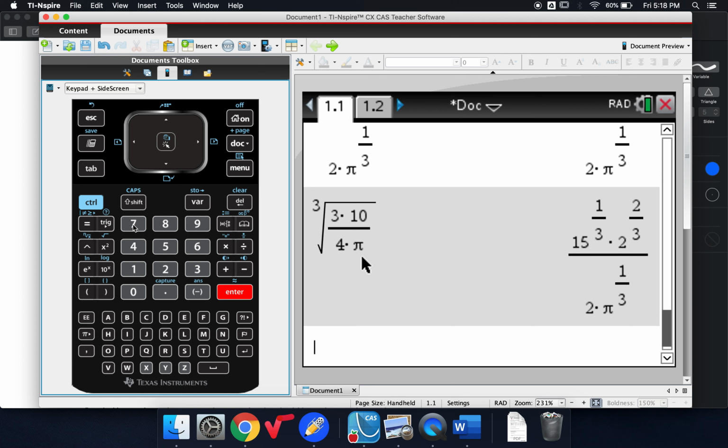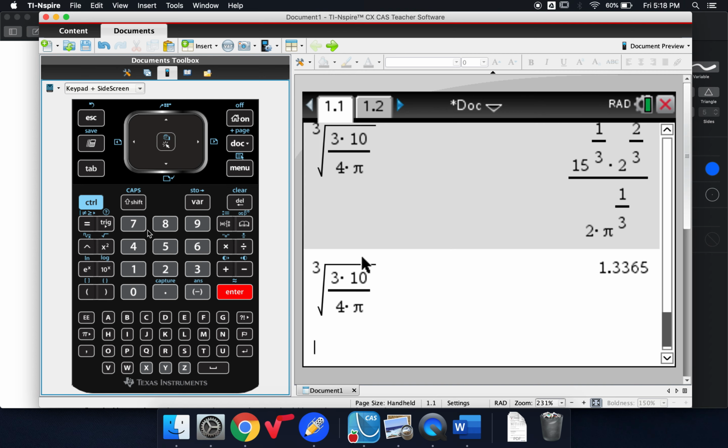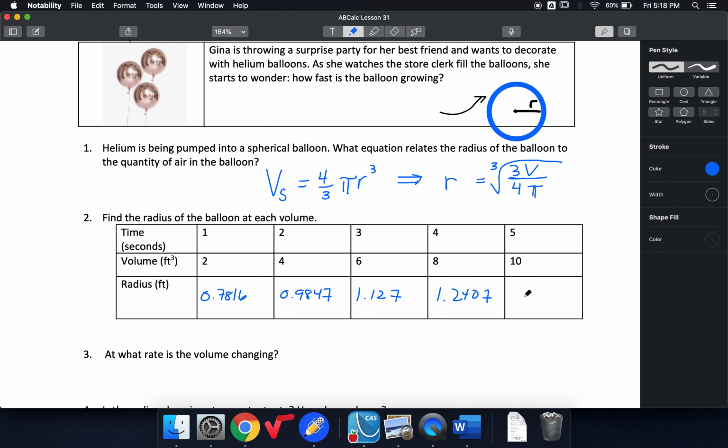Why? I don't understand why it's not giving me the decimal approximation. 1.3365. Hopefully you did that faster than me.